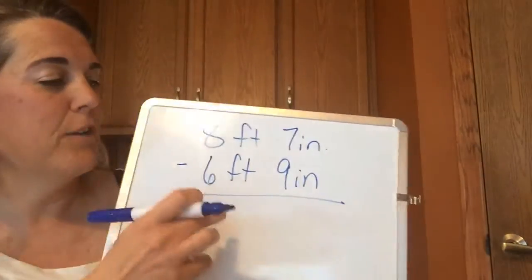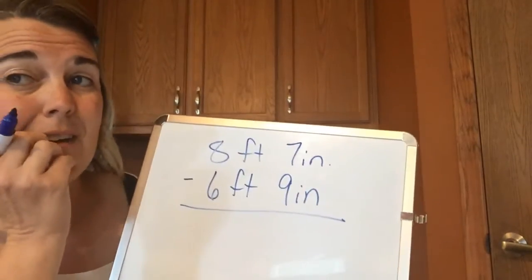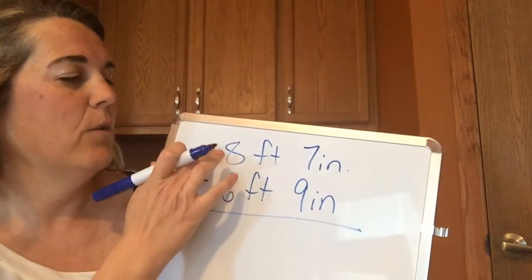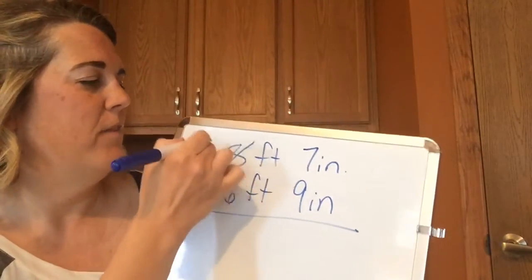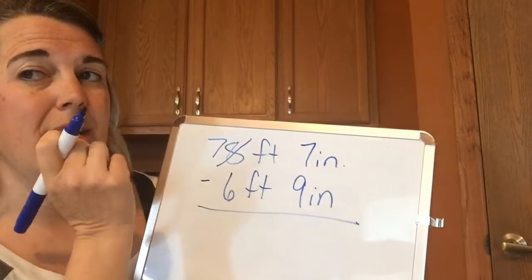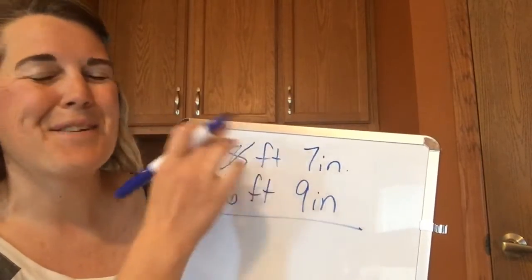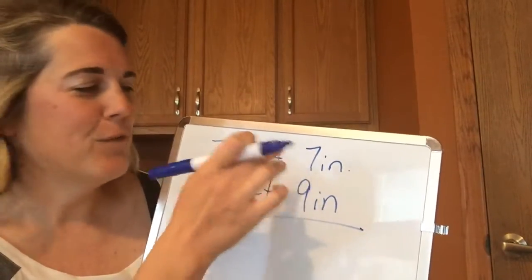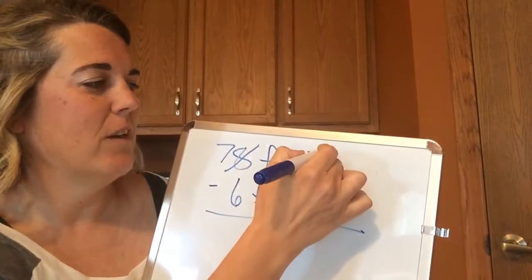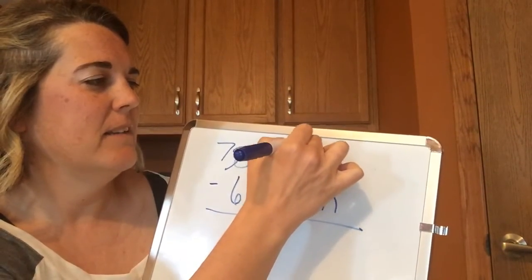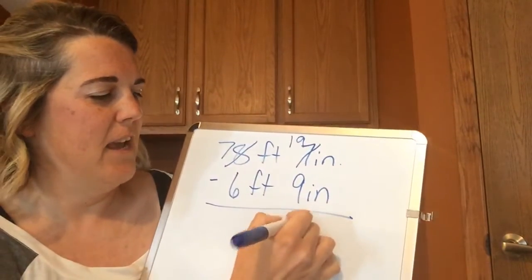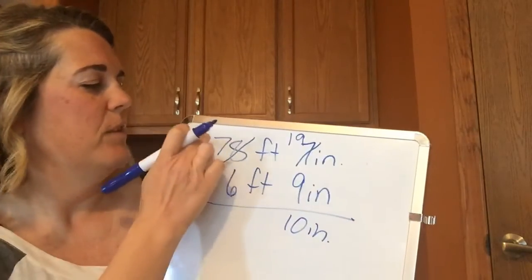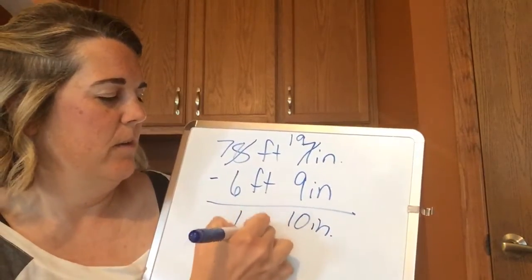Okay, this is a subtraction problem. So just like any subtraction problem, we can't take 9 from 7. So what we have to do is borrow a foot and put it back into inches. Okay, so this becomes 7 feet. And how many inches are in a foot? 12, right? 12 inches in a foot. So we have to add this 12 in here. So this is going to become 19 inches. So 19 inches minus 9 is 10 inches. And then we just do 7 minus 6, which is 1 foot.